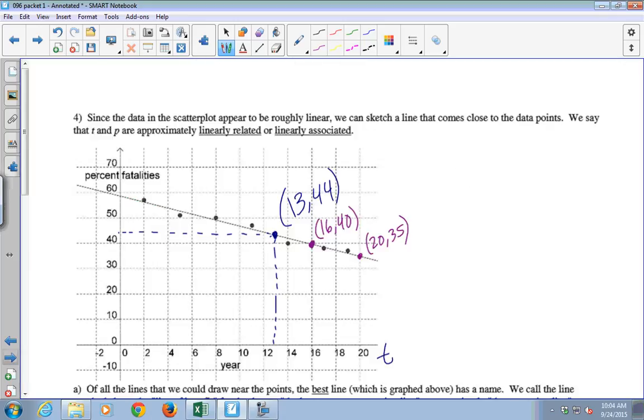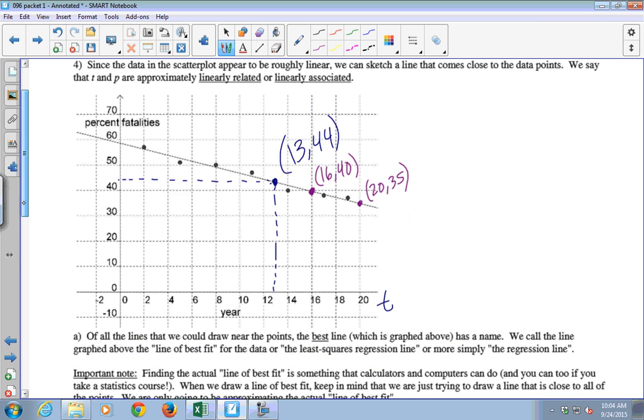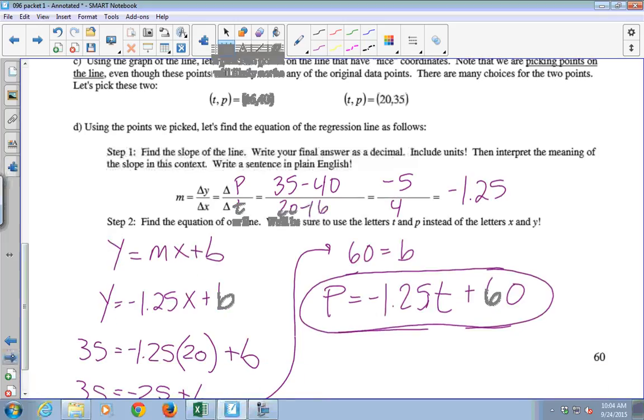So you can pick 2 points that are right on your line. Not 2 of your data points, but 2 points that are on the line of best fit that you drew. And you can come up with the equation of a line the same way we did if I gave you 2 points.